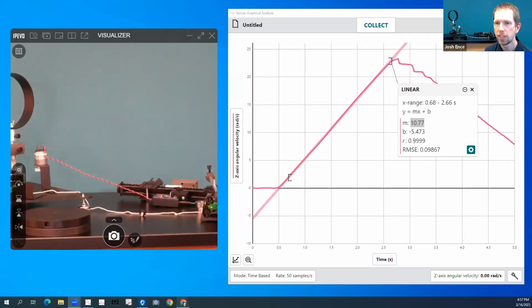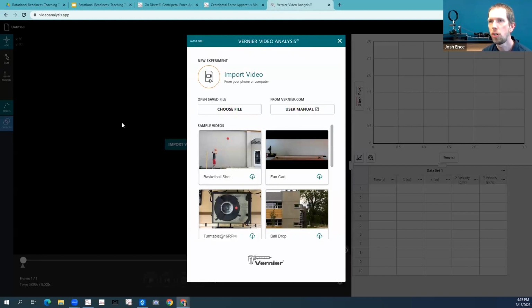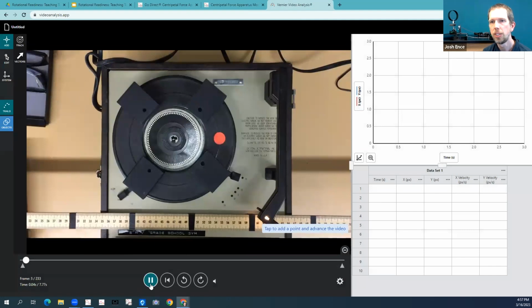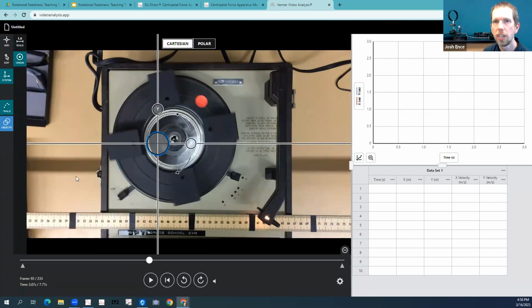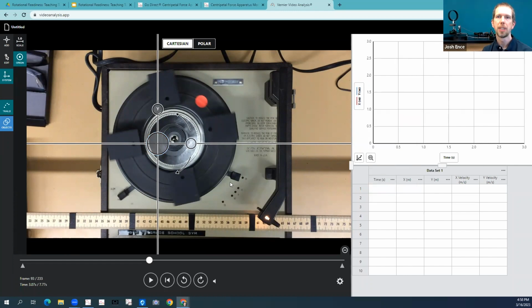In fact, I'll share my screen real quick because one of the sample videos in video analysis is a turntable of all things. So this is Vernier Video Analysis. I'm in the Chrome browser right now, and it's just running within my browser. If I choose this turntable sample video, just like the video features in Logger Pro, I can add points to this. I can set a scaling length, choose an origin, and that sort of thing. The data I collect ends up over here in my data table and my graph. And then I've got the same sorts of analysis features that I did in Graphical Analysis Pro. So there's that.